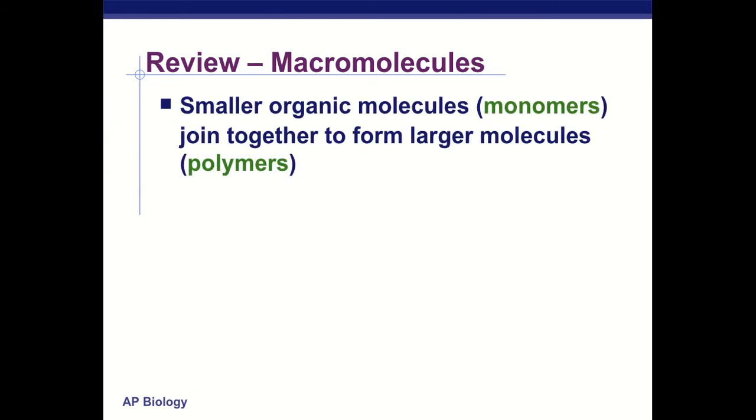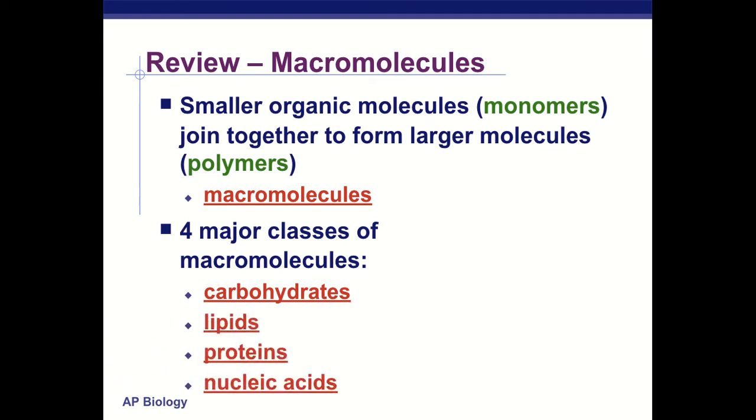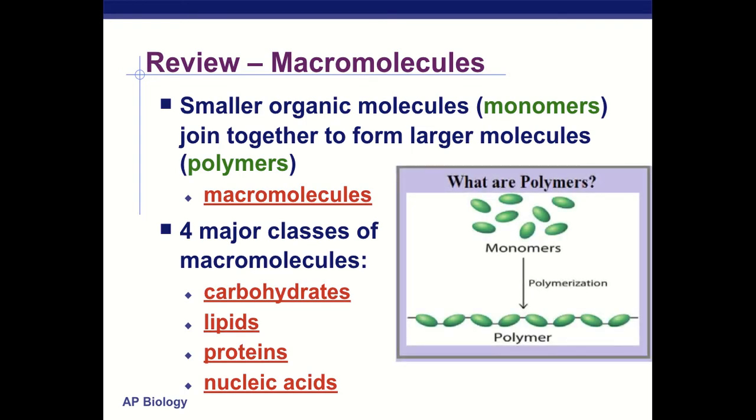Small organic molecules are called monomers, and when they join together, they form large molecules called polymers. So macromolecule, which is the polymer here, there are 4 major classes of macromolecules, and these are the biological molecules that make up all of life as we know it on Earth: carbohydrates, lipids, proteins, and nucleic acids. So, what are polymers? Polymers are bigger chains of monomers that are attached together through a process called polymerization.